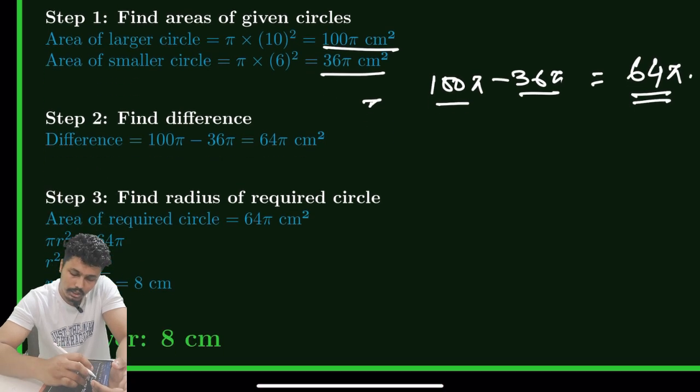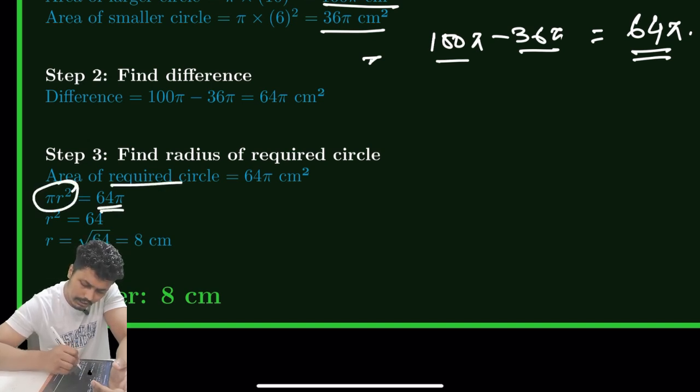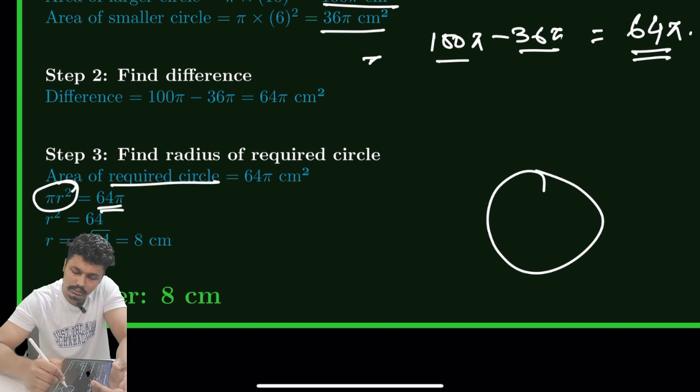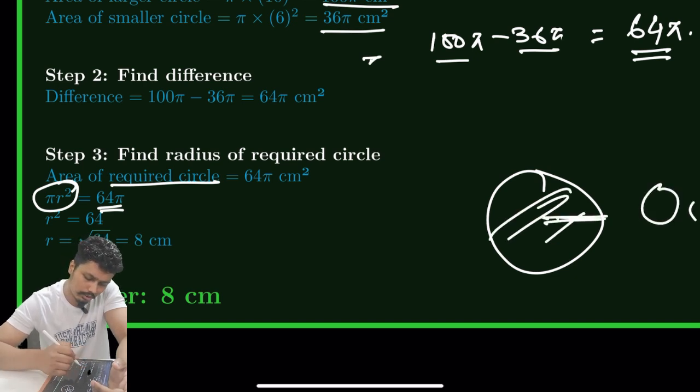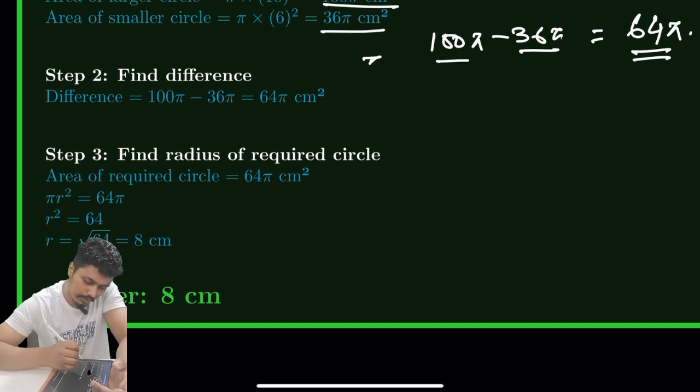The difference is this one. So now this 64 pi is equal to the area of the required circle. The circle's area is equal to the difference of these two, right? So pi r square is equal to 64 pi.